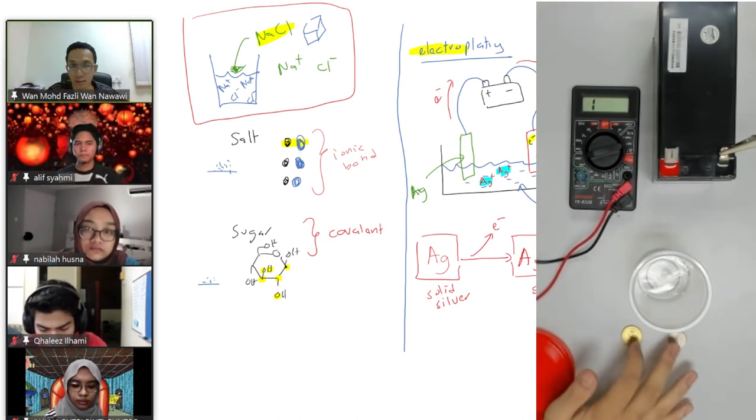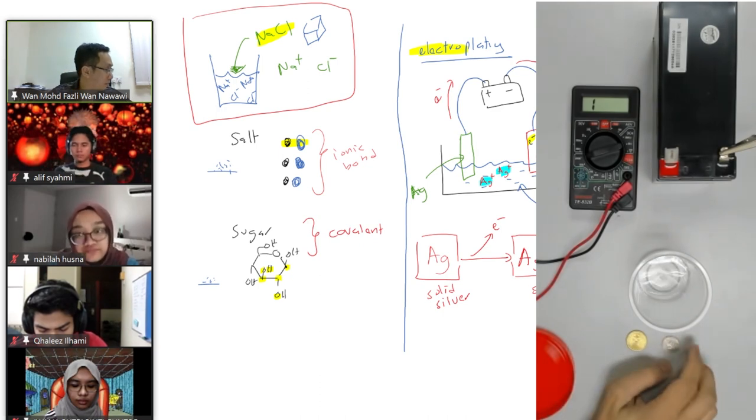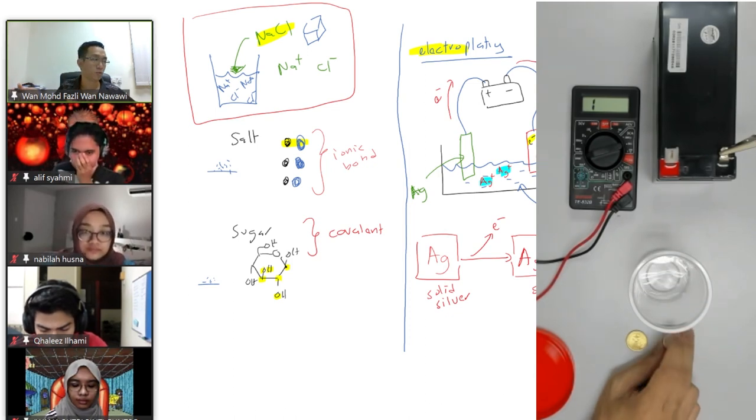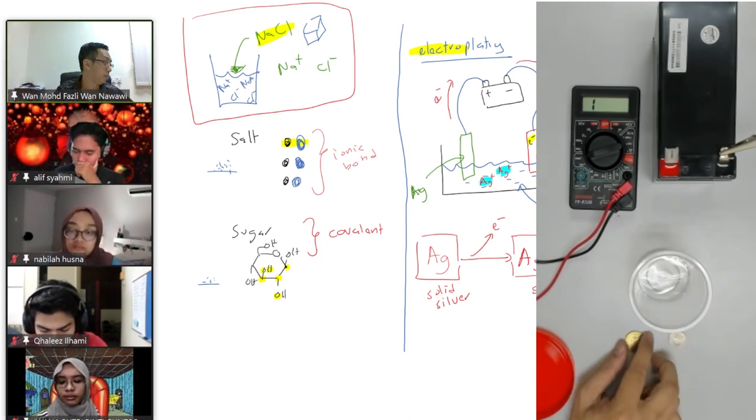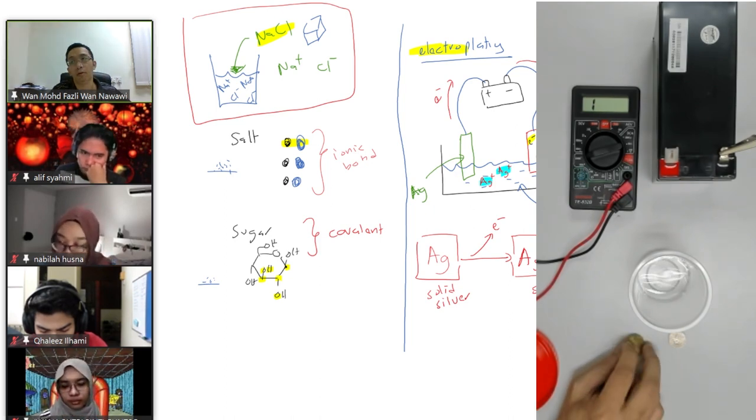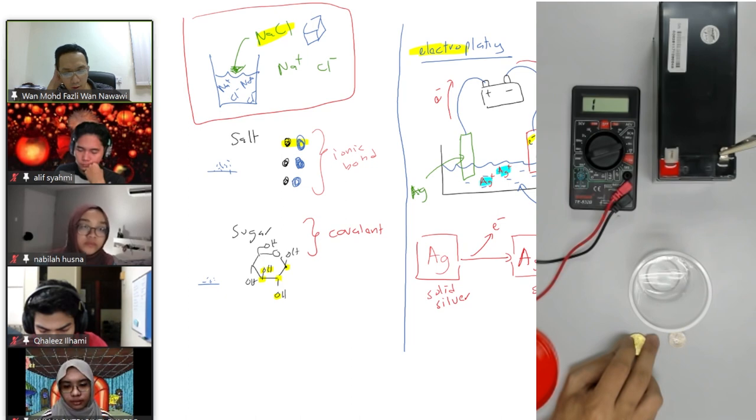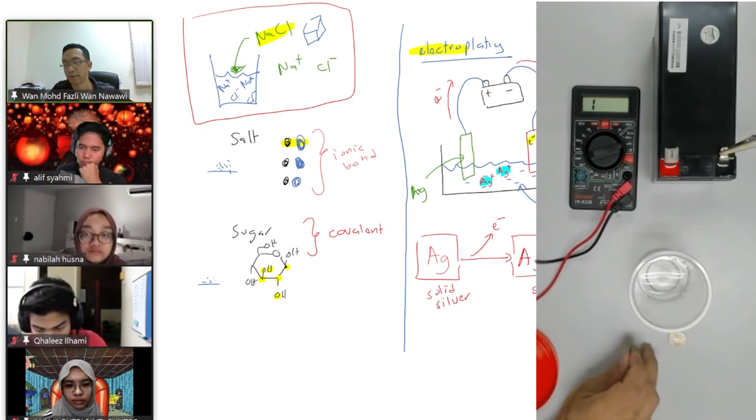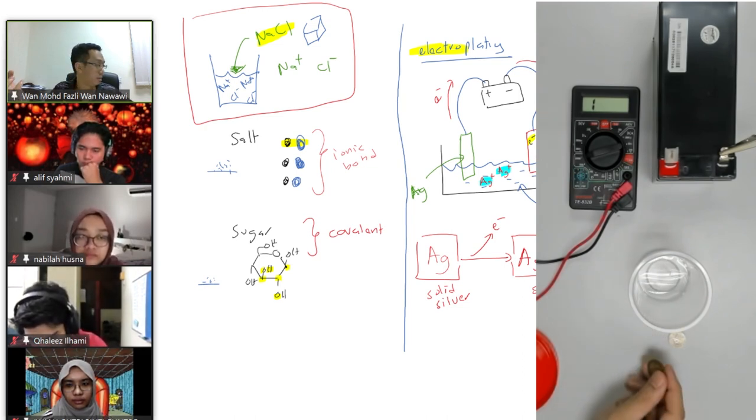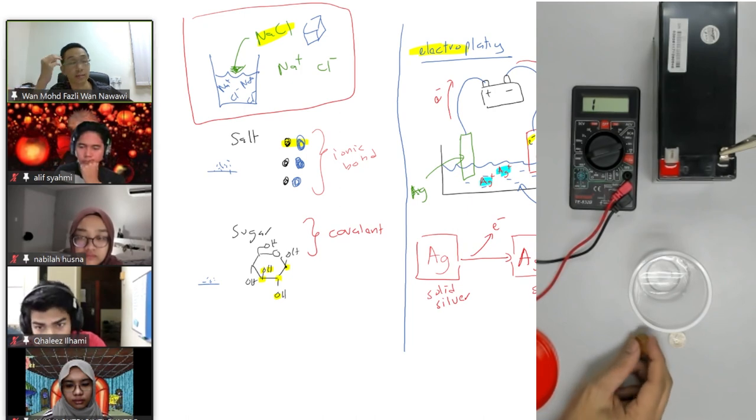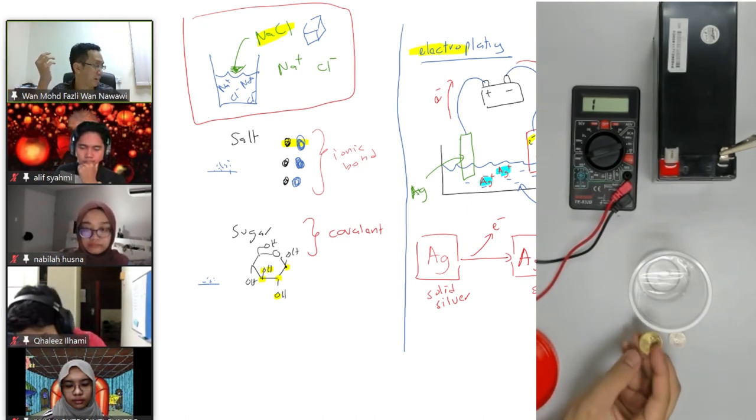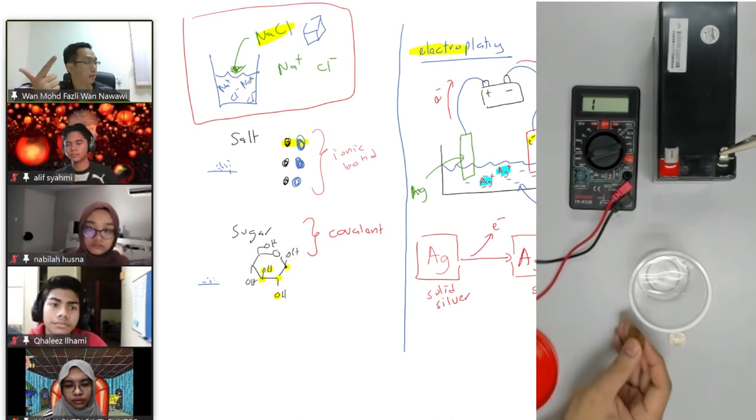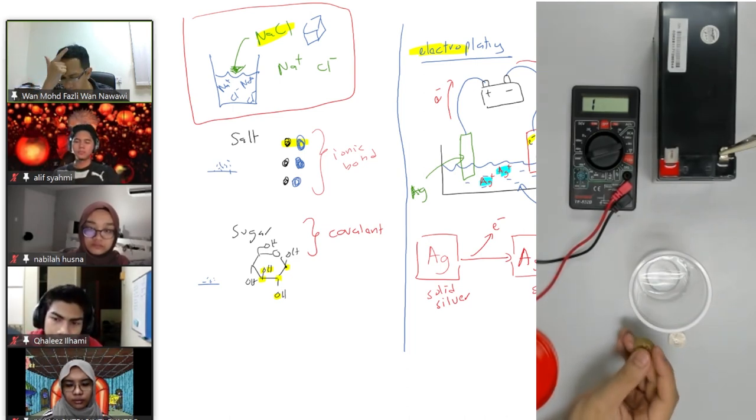This is also metal. This shilling is also metal. This 10 cent is normally made from stainless steel. The new 10 cent nowadays is made from stainless steel. The 50 cent or the 20 cent is made from nickel and brass, and brass is a combination of copper and zinc. So the shiny thing here is not gold. It's a combination of copper, brass and nickel.